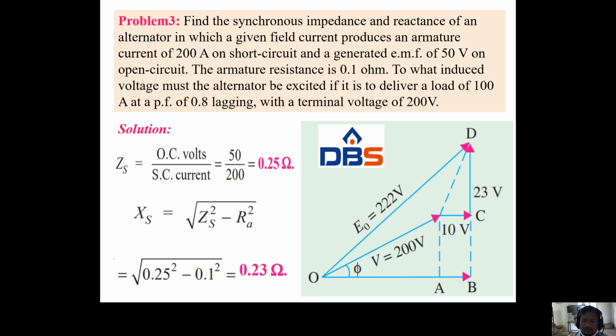So we know the open circuit voltage and we know the short circuit current. Therefore, open circuit voltage by short circuit current is 50 by 200, equal to 0.25 ohm. We know the Zs value, and we know the Ra value, armature resistance 0.1. Therefore, Xs, the synchronous reactance, is equal to square root of Zs square minus Ra square, that is 0.25 square minus 0.1 square, equal to 0.23 ohm. This is the synchronous reactance Xs and synchronous impedance Zs.